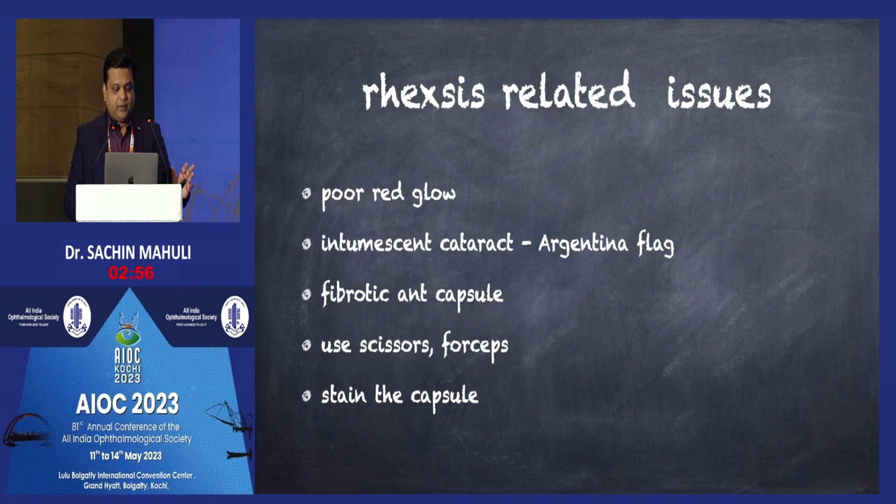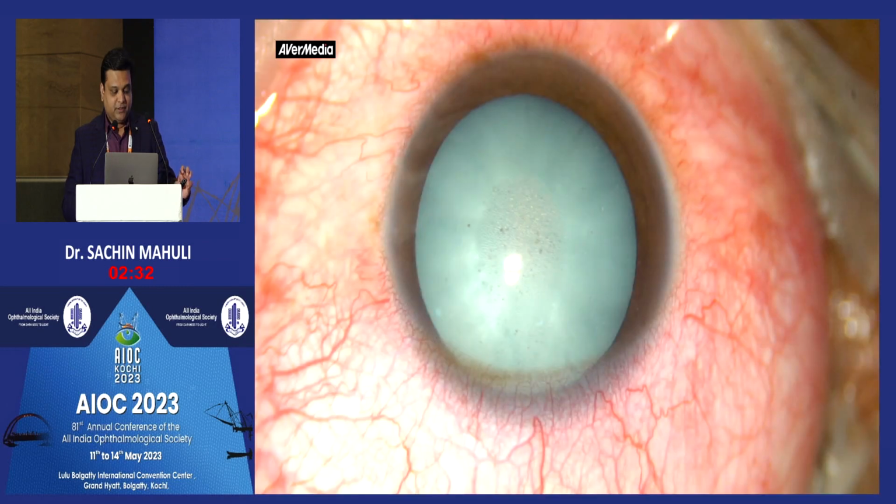Rexis related problems, as I said earlier: intraoperatively there will be a very poor glow, and if there is a mature cataract, you should be prepared for a runaway rexis. Keep all your instruments, forceps, and other things ready. Anterior capsular fibrosis is very common in post silicone oil filled eyes because the oil causes a lot of fibrosis of the capsule. Use scissors, forceps, whatever is required, and stain the capsule whenever it is required.